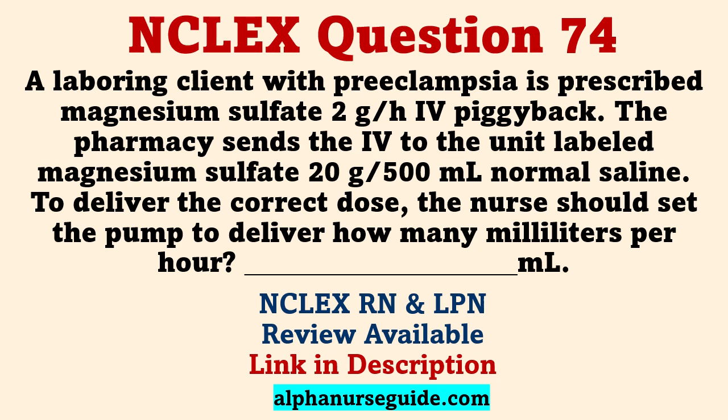The correct answer is 50 milliliters. You set up the formula as 500 milliliters over 20 grams multiply by x over 2 grams. You cross multiply and get 1,000 equals 20x. You divide 1,000 on both sides and you get x equals 50.